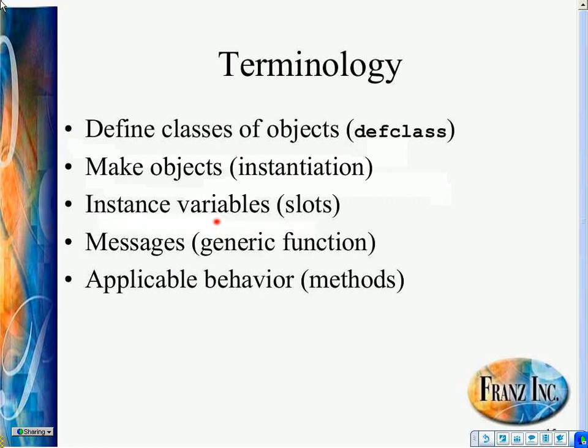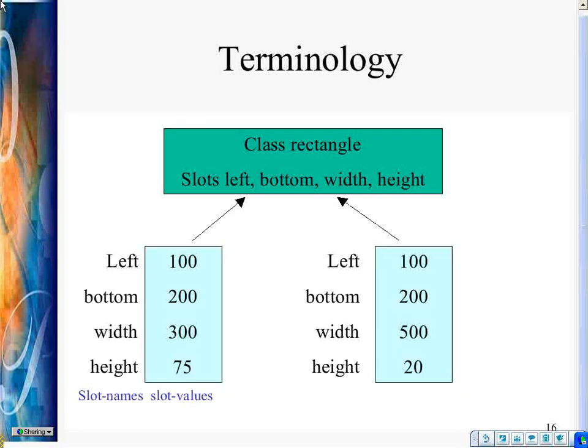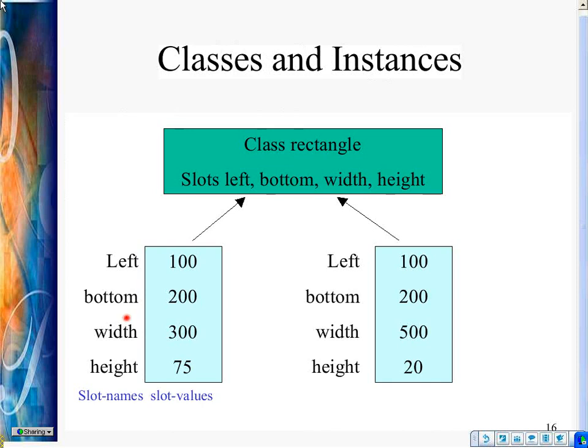Slots are also called instance variables, and when you call make-instance, you can set the values of slots using the initialization arguments. Older object-oriented systems talk about messages, but in Lisp, these are called generic functions and methods. Generic functions are messages, and the methods are specific to various classes.